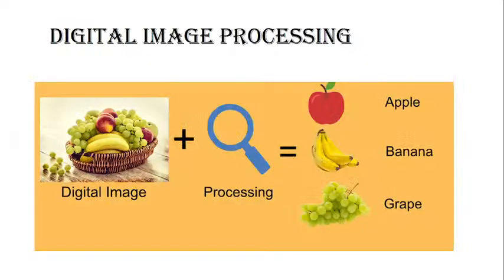Okay, so the digital image processing. Image processing is one of the important techniques in computer vision. Here we give one input image, right? Once we send this image for processing, what we get in our output is finally apple, banana, grapes. So digital image processing is nothing but retrieving information from our images.